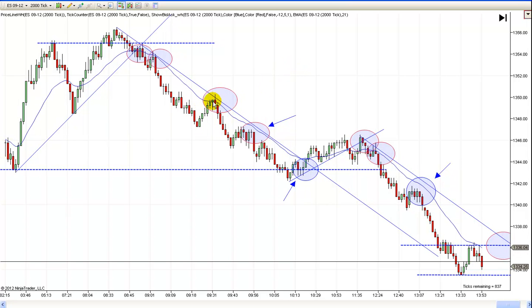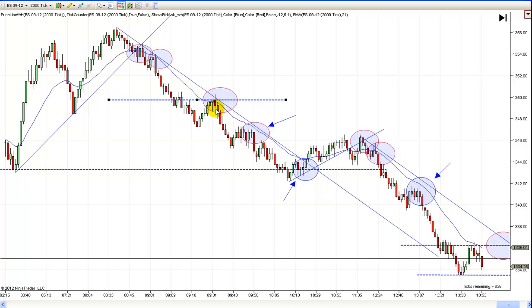And then this is a two-legged pullback to the EMA with a trap. You had this little double top across here. And we broke higher and hit the trend line and turned down immediately on a reversal type bar.